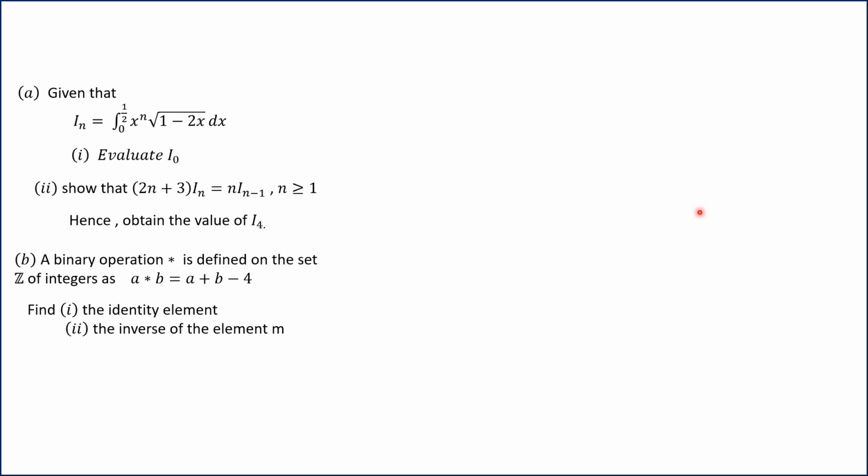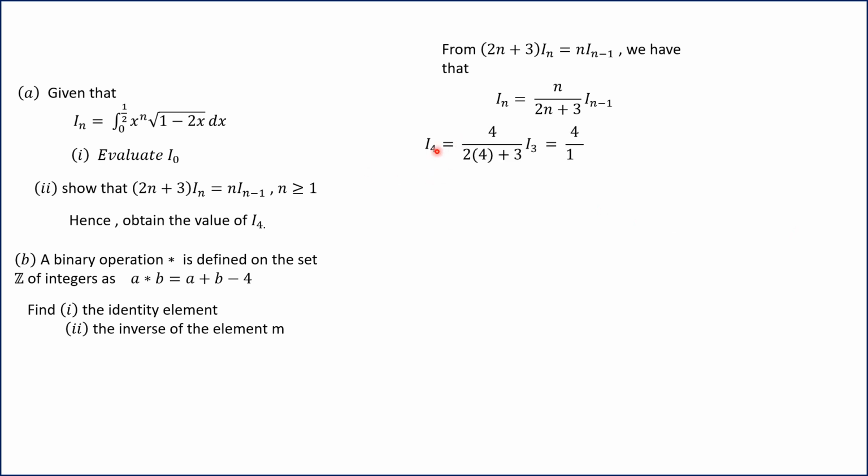So to do that, we now recall exactly what we started with. We have already proven that (2n + 3) I_n equals 3n I_(n-1). From this now, we are going to make I_n the subject. That will give us I_n equals n/(2n + 3) times I_(n-1). That is what we are going to use. So from here now, I'll have my I_4. I_4 simply means I come here, I replace n by 4, and when I simplify this, I have 4/11 I_3.